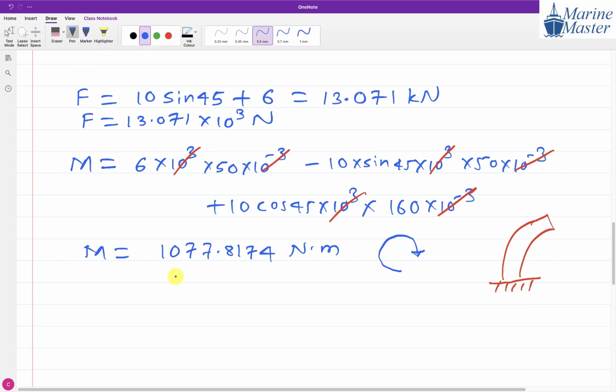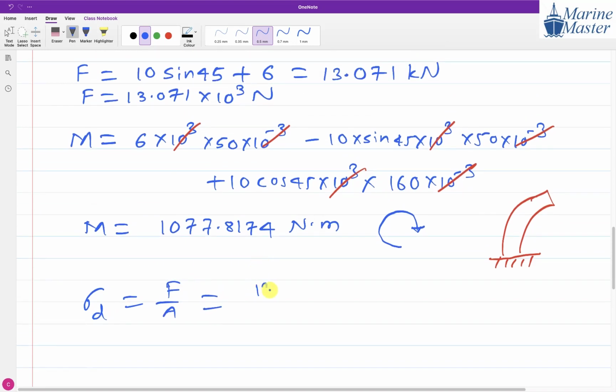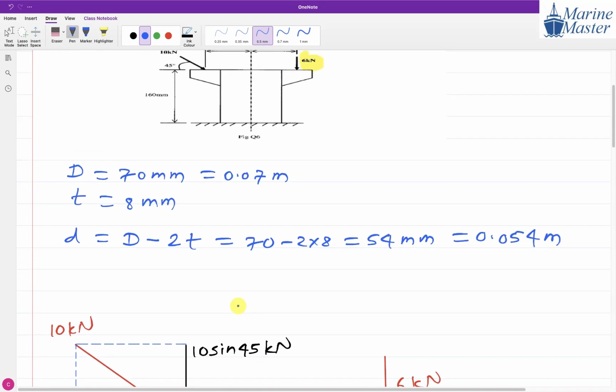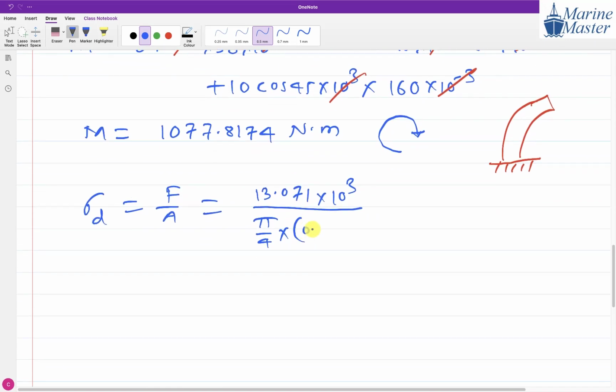Now we need direct stress. Sigma d will be F by A. F is 13.071 into 10 raised to the power 3. Area is pi by 4, outer diameter 0.07 squared, inner diameter 0.054 squared. So here we get sigma d. Please do the calculation.